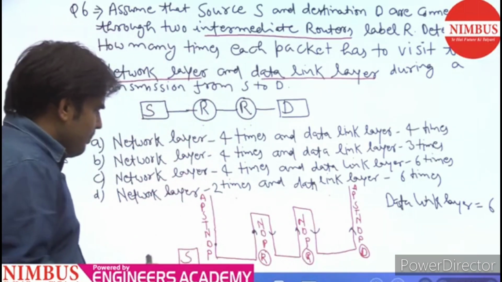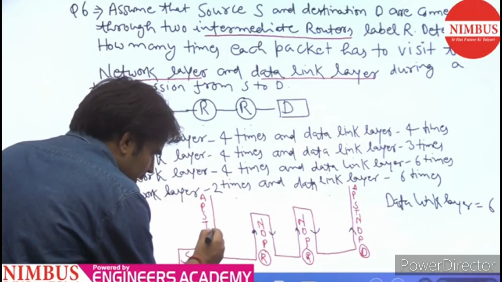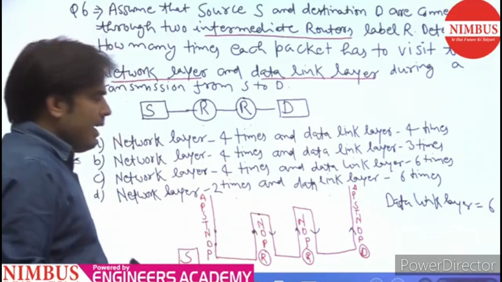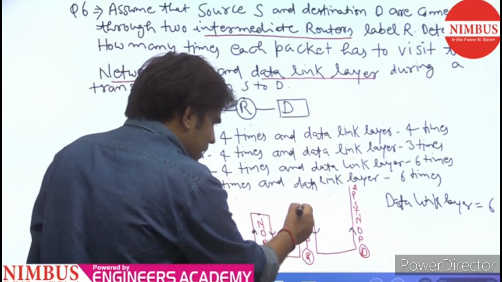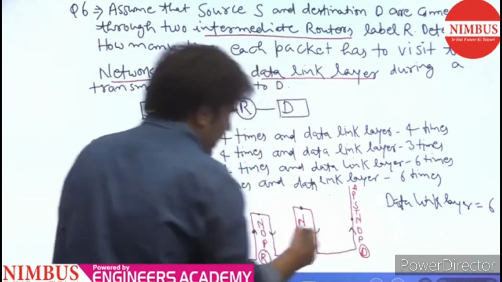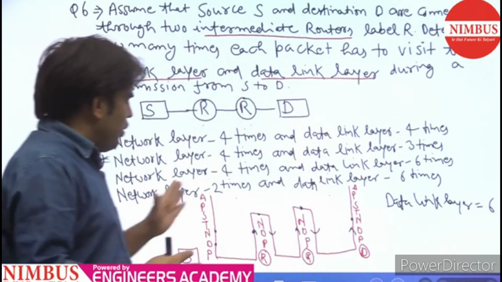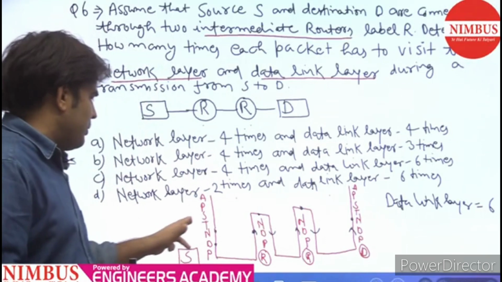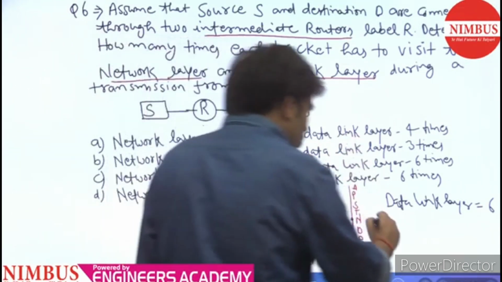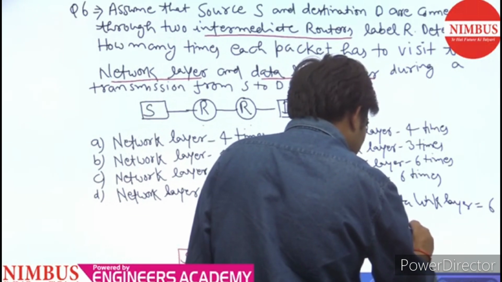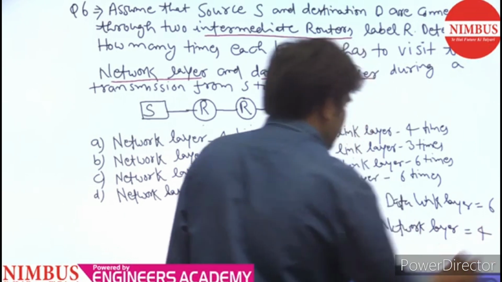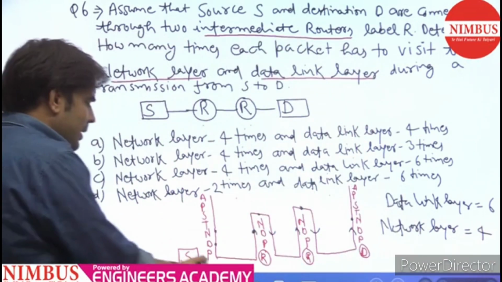Now we need to calculate how many times it is going to visit the network layer. Very simple. One time here, one time here, one time here, and one time here. So the network layer is visited only 4 times: 1 2 3 and 4. So the network layer, how many times? 4 times. Okay, let's see which answer is correct here.